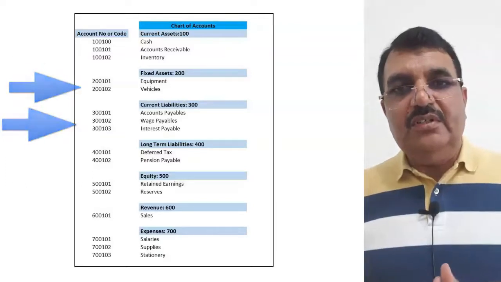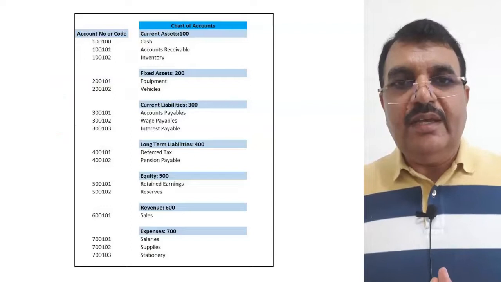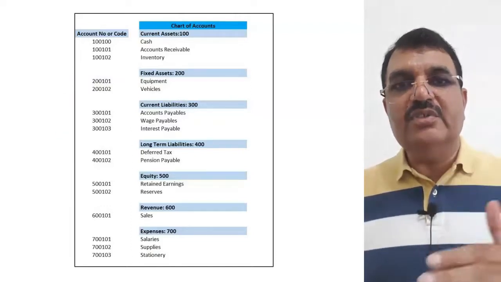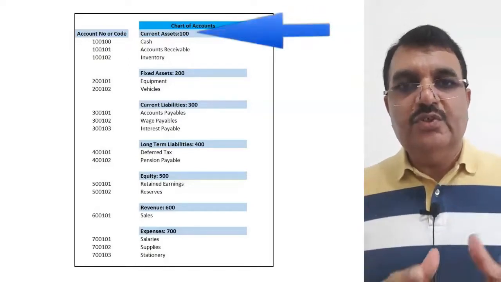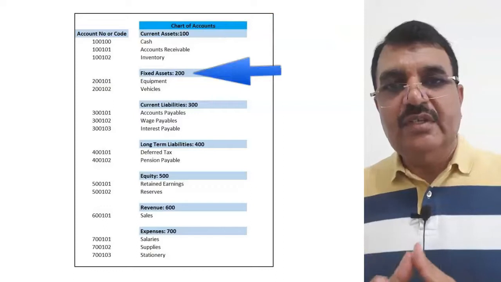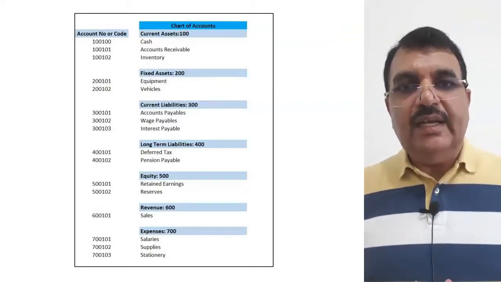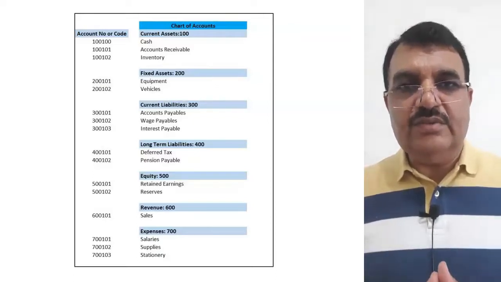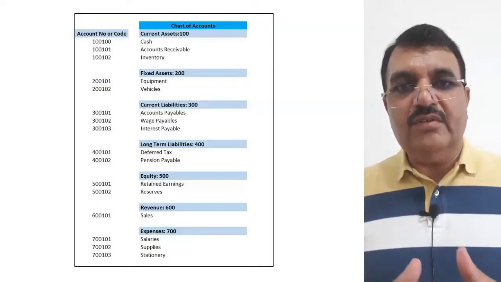Then anybody looking at our chart of accounts will immediately know that a code starting with 100 represents current assets, 200 represents long-term assets, and so on and so forth. And this is a very logical way of creating a chart of accounts, and this helps with computerization of our accounting system as well.